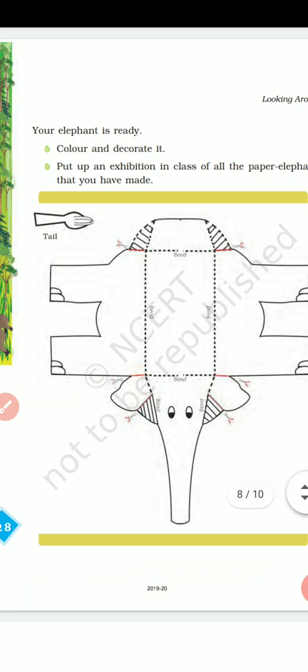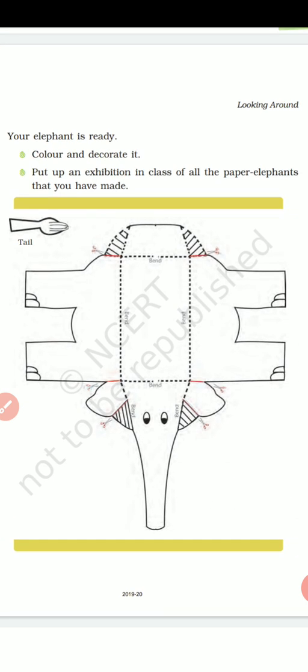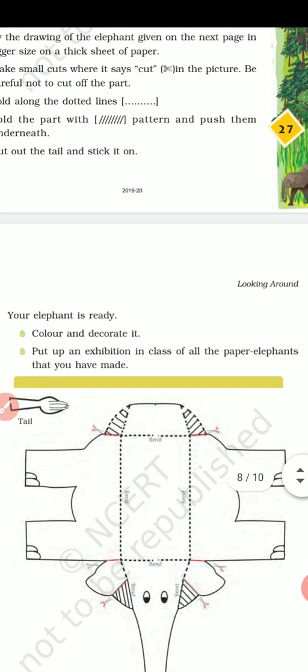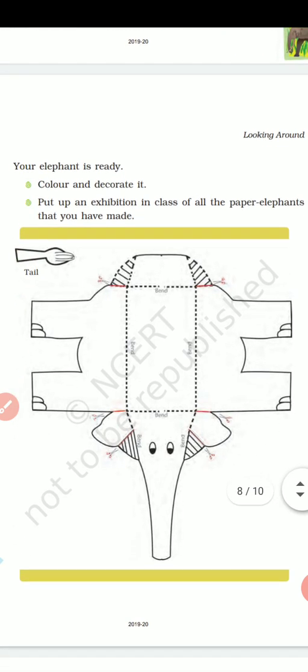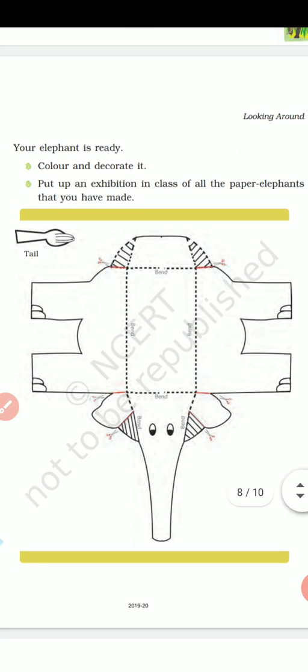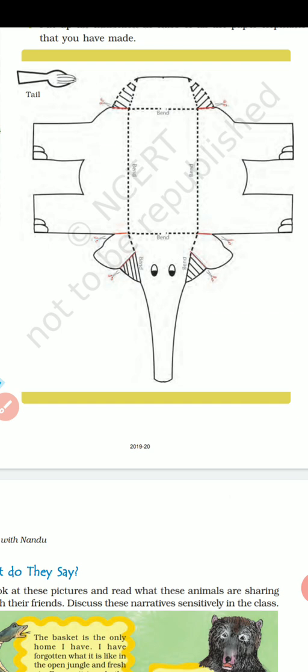So children, you have to draw the full elephant, okay, the way it is there, and then you have to put the dotted line and these lines, and then you have to cut accordingly. Yeah, so it's written, you have to cut wherever the scissors are made. So you can see scissors here, so there you have to give a cut. Okay, so this is your activity to make your own elephant, and then after making an elephant you have to click the picture and show it to me.